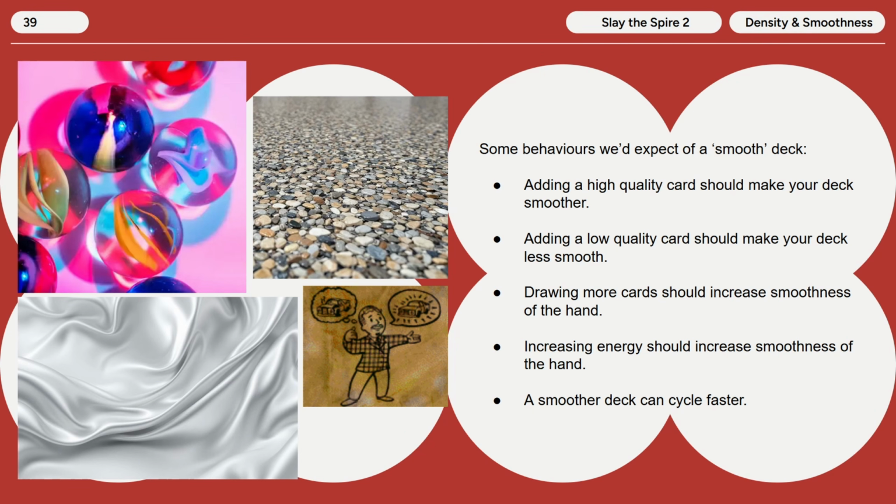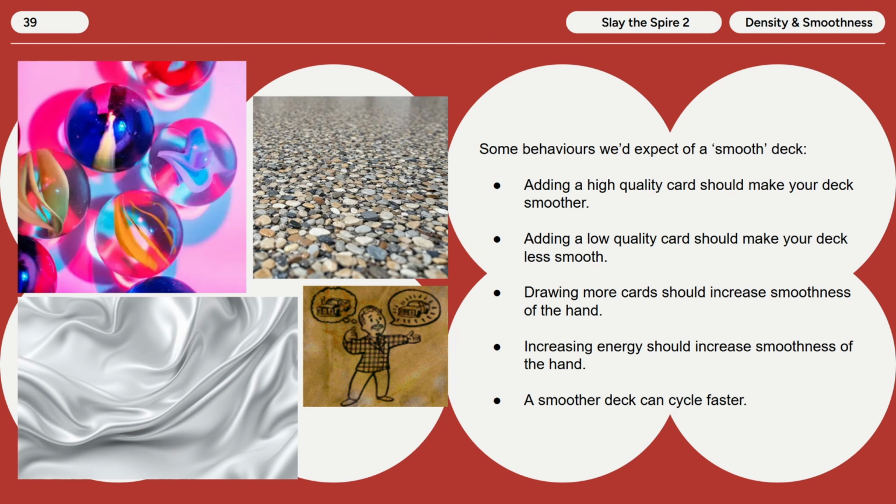Drawing more cards should increase smoothness of the hand. So as you draw 3 or 4 or 5 or 6 cards, you should be able to have more options there and play higher quality cards and feel like you're always getting to play the effects that you want to play every single turn. And increasing energy should also increase the smoothness of your hand, because you'll have less contentious decision points. If you have enough energy to just play all the quality cards in your hand, you can say, well, the deck's running smoothly, I don't have to make any tough decisions.